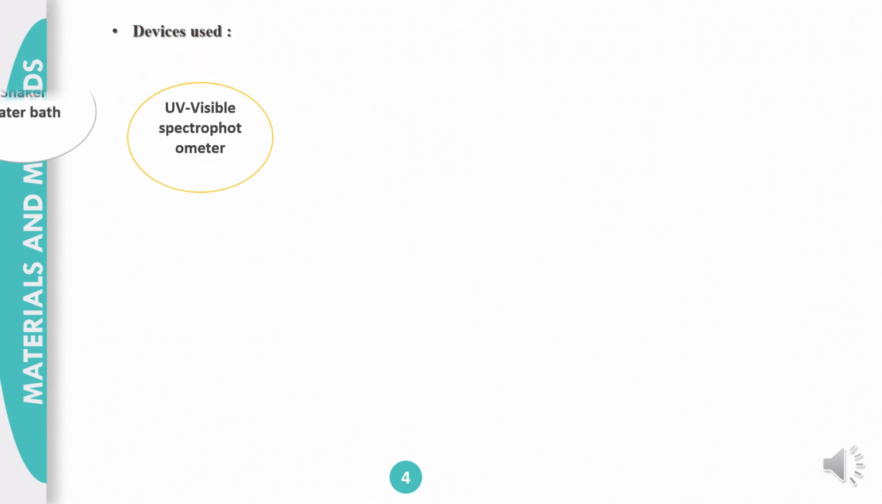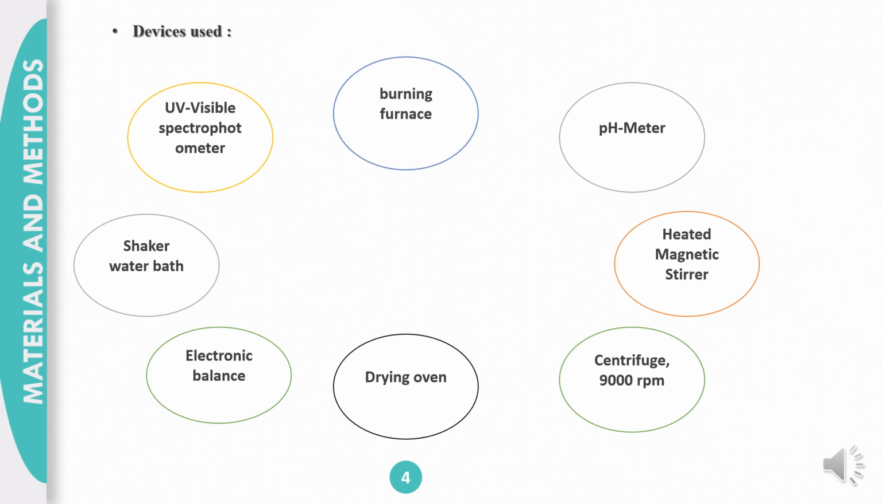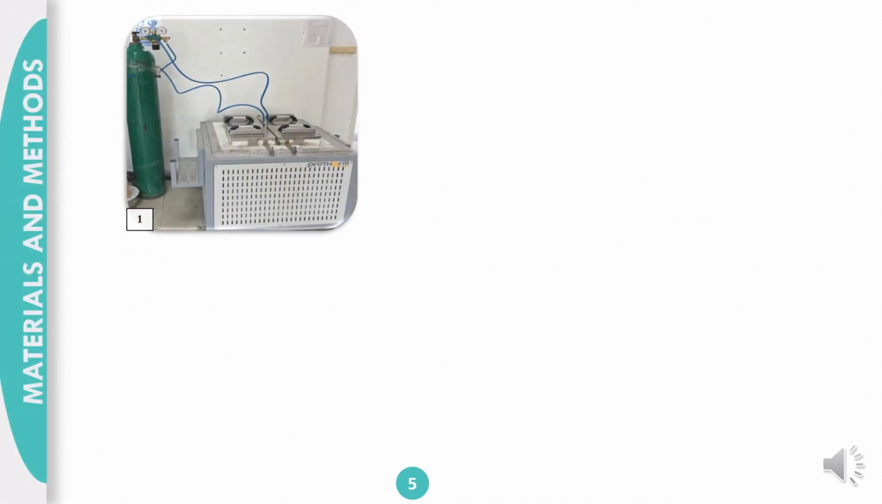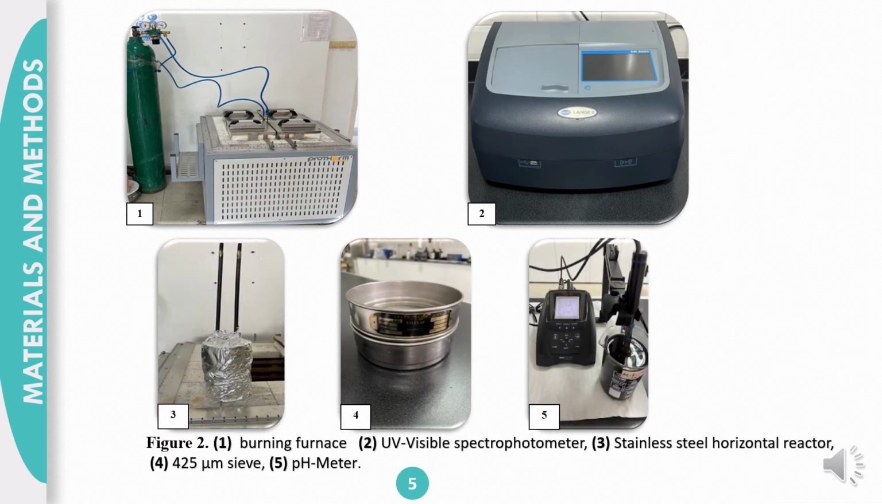Materials and methods. Devices used: bearing furnace, UV-visible spectrophotometer, shaker water bath, electronic balance, drying oven, centrifuge 9000 rpm, heated magnetic stirrer, pH meter. In figure 2, we can see the bearing furnace, UV-visible spectrophotometer, stainless steel horizontal reactor, sieve, and pH meter.